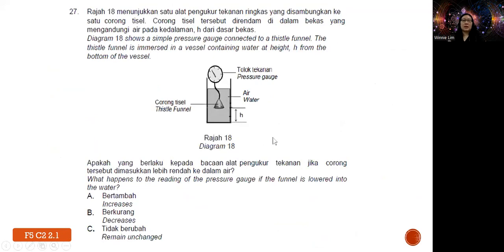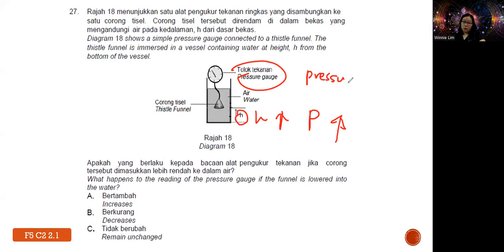Okay, next. Diagram 18 shows a simple pressure gauge connected to a thistle funnel, and the thistle funnel is immersed in a vessel containing water at height h from the bottom of the vessel. What happens to the reading of the pressure gauge if the funnel is lowered into the water? When the funnel is lowered into the water, that means the depth increases, right? If that increases, what happens to the pressure? It increases. The pressure gauge is to measure pressure, so the reading will increase. This is how you get the answer.